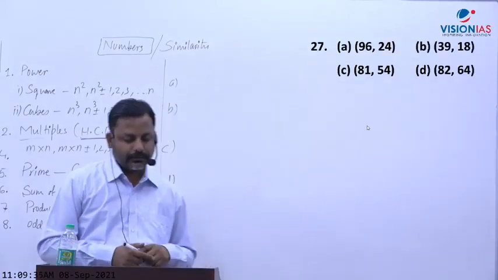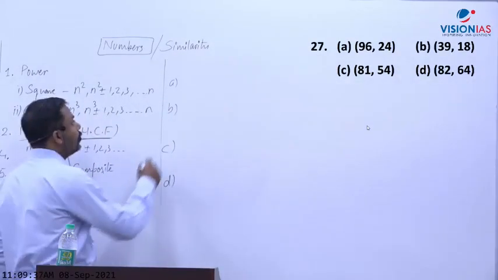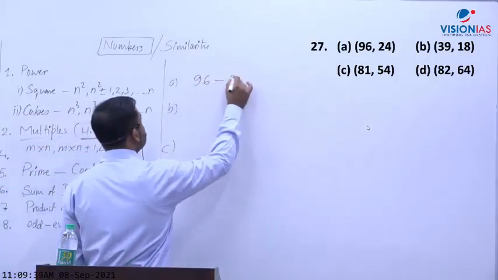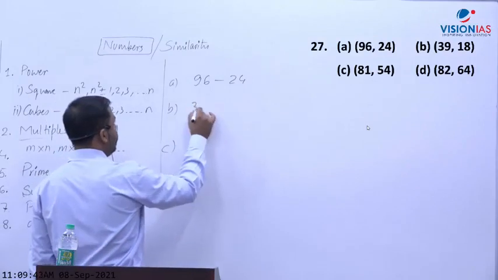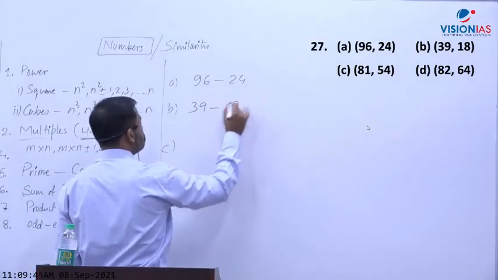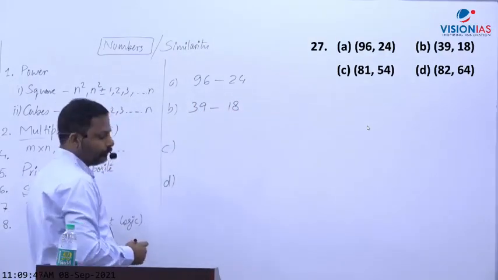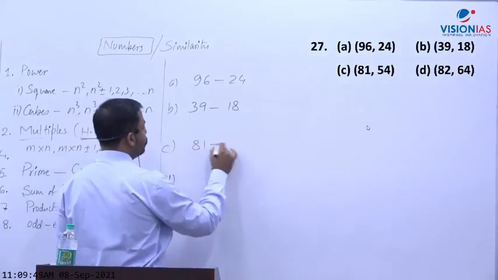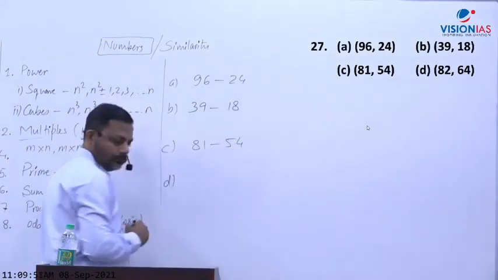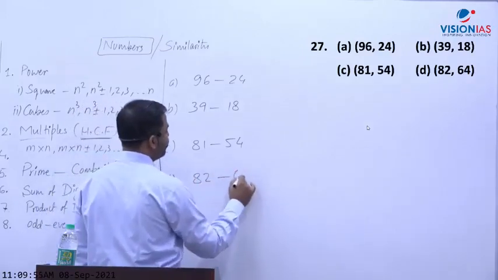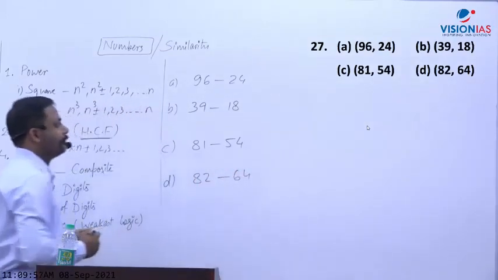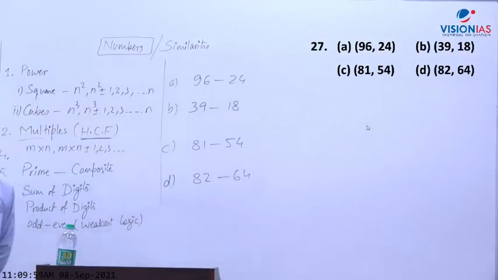Question number 27. 96 and 24. 39 and 18. 81 and 54. 82 and 64. So which one is odd?